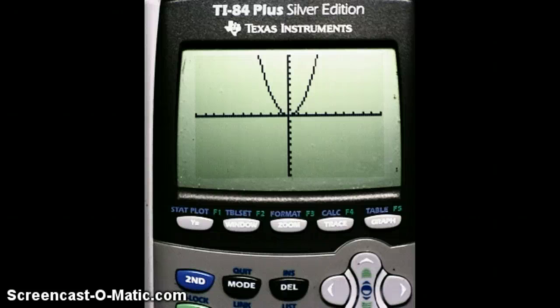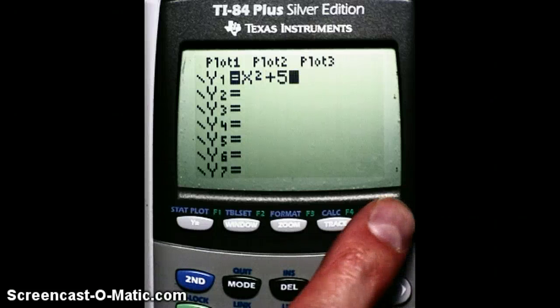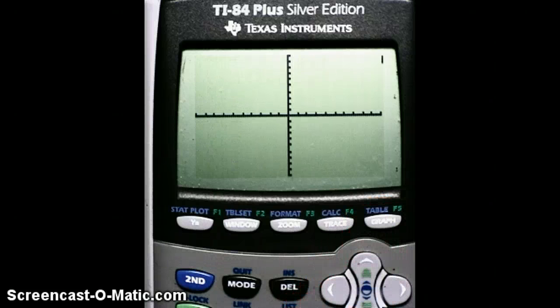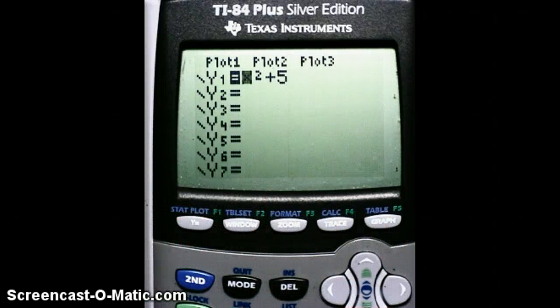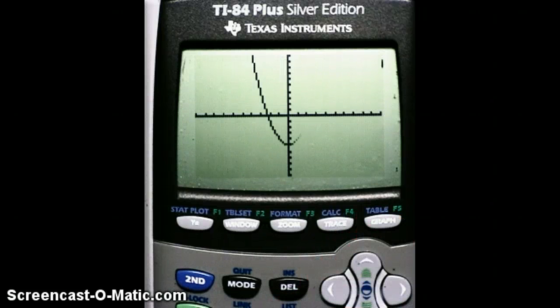Now, I'm going to go back to the equation editor and type in plus 5. What is going to happen to that graph? Let's play what if. Well, the graph is going to move up 5. Let's do that again. What if I change this to minus 5? Remember, the minus and the negative are two different keys, okay? So sure enough, the graph moved down 5.